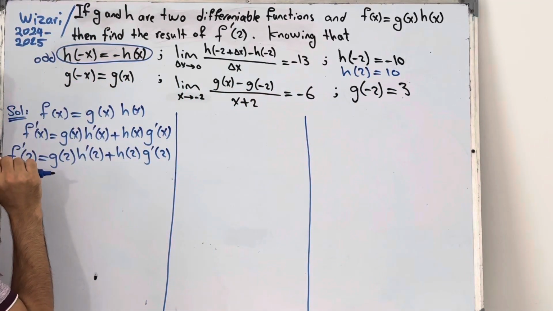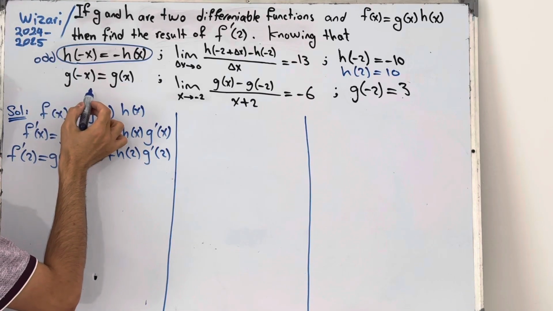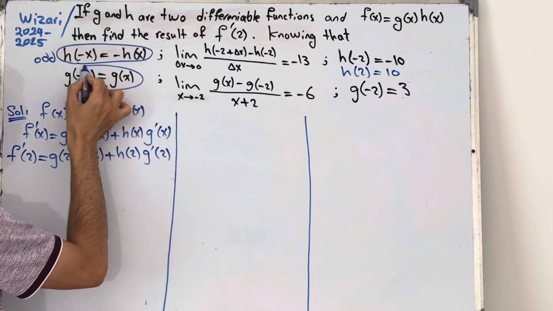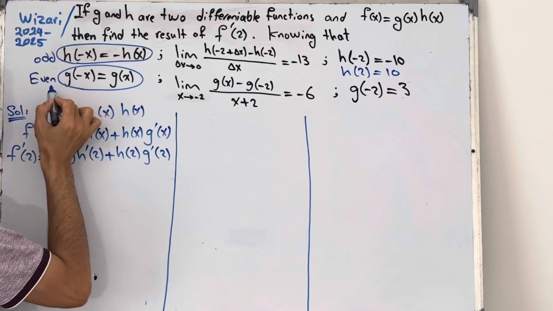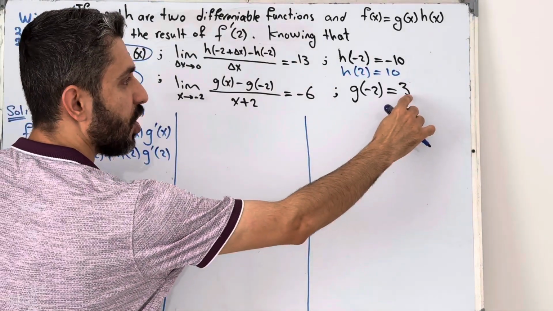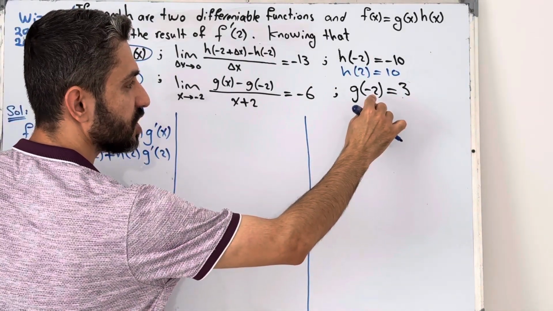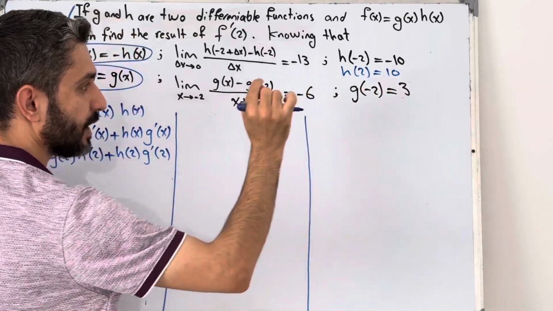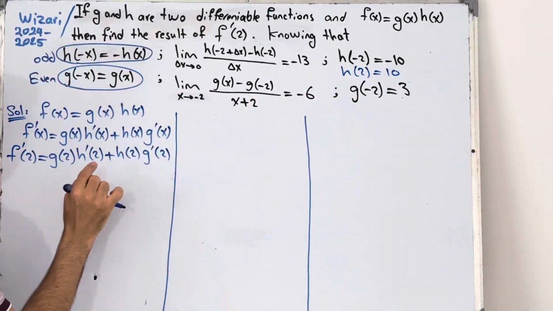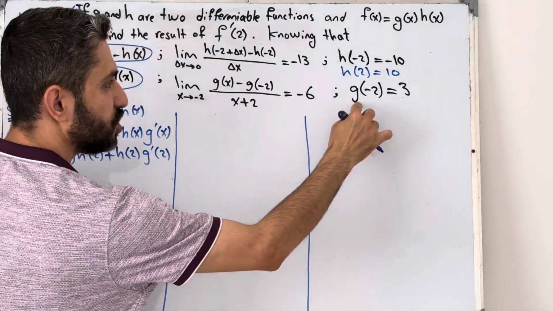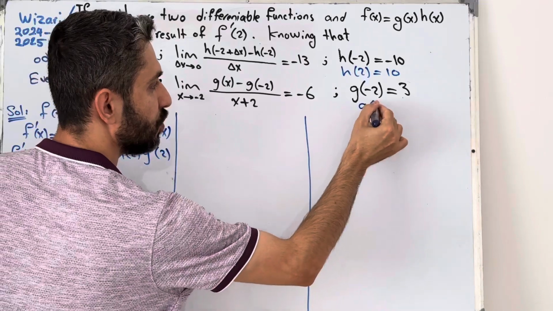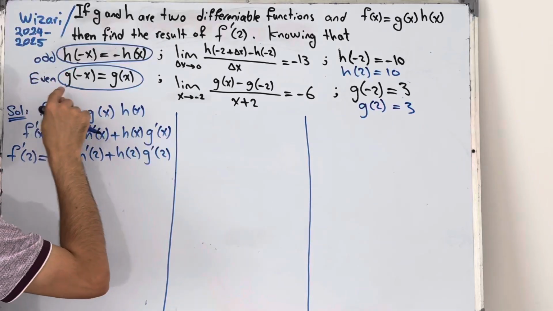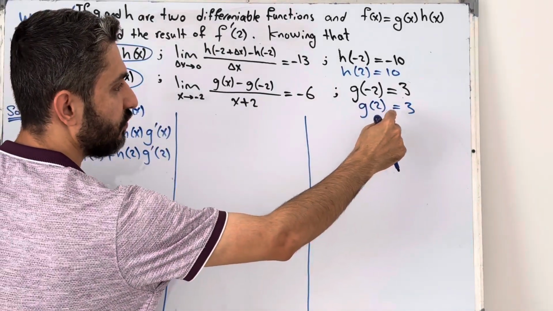What about g? g is an even function because this is the condition of even: g of negative x equals g of x. In an even function, we don't change the sign of y. 3 is y. We are going to change the sign of x. So we don't change the sign of y. We don't want g of negative 2. We want g of 2. So if g of negative 2 equals 3, then g of 2 is equal to 3 as well, because in an even function we don't change the sign of y.